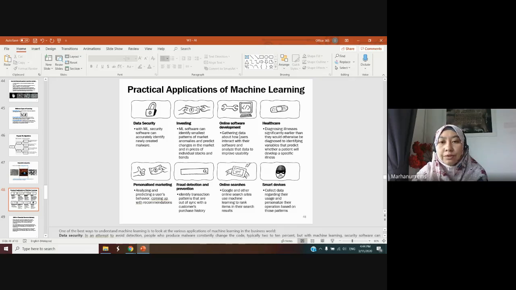And then online software development. So gathering data about how users interact with their software and analyze the data to improve the usability. Okay, software development.